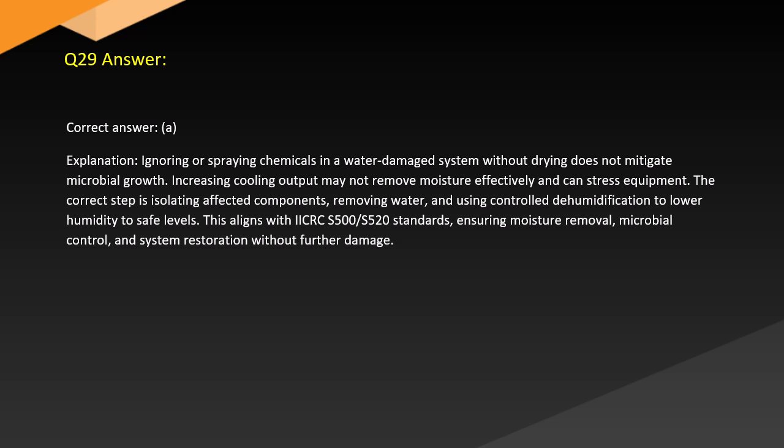Answer. Correct answer: A. Explanation. Ignoring or spraying chemicals in a water-damaged system without drying does not mitigate microbial growth. Increasing cooling output may not remove moisture effectively and can stress equipment. The correct step is isolating affected components, removing water, and using controlled dehumidification to lower humidity to safe levels. This aligns with HVACR standards, ensuring moisture removal, microbial control, and system restoration without further damage.